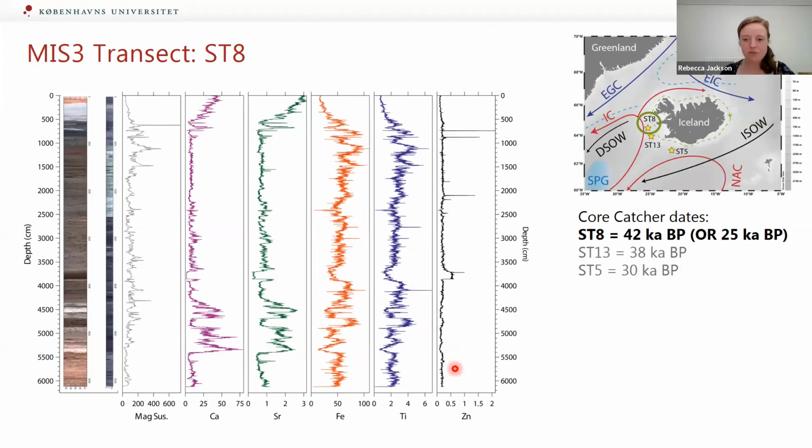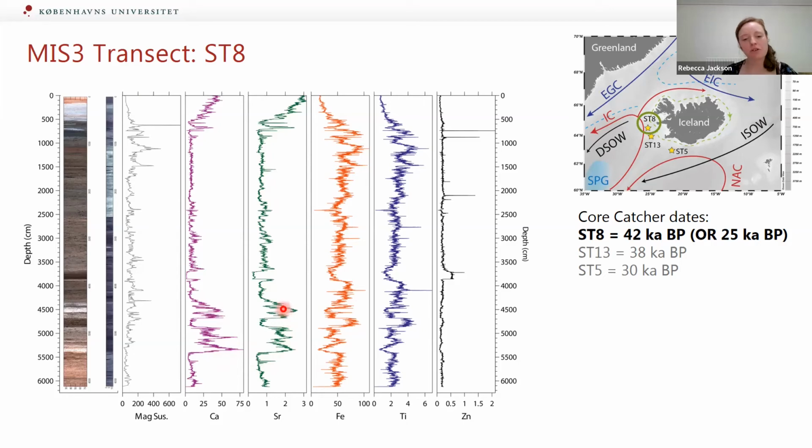So just to give you some insights into how these cores look. This is station 8 here. This is the high resolution image and the radiograph, so an X-ray, basically. And these are some of the elements that we find in the core. And very clearly, this struck me instantly, we have a really big calcium peak around here.